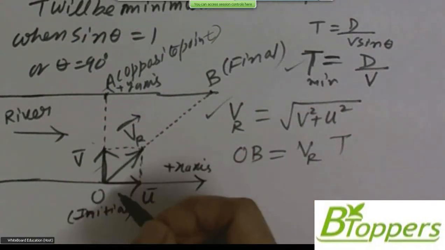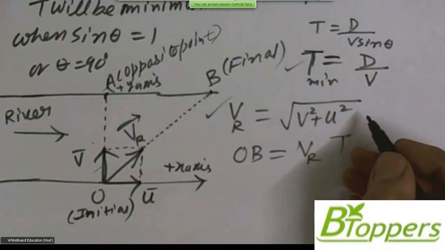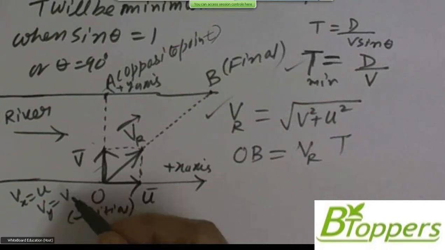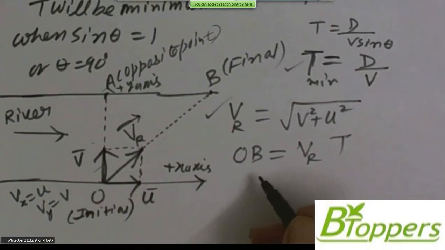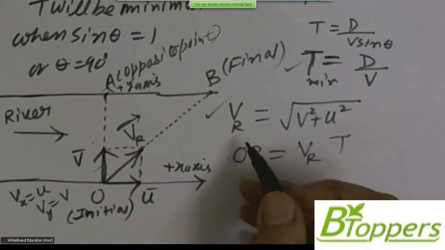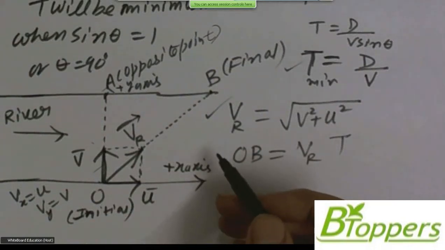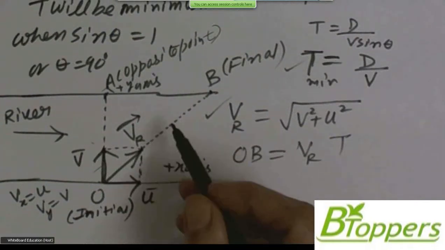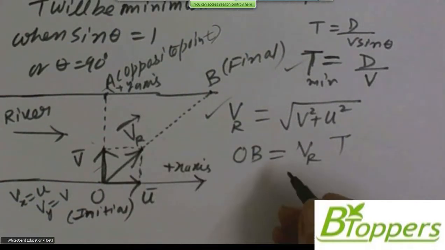In this case, the x component of the resultant velocity is equal to u, and the y component of the resultant velocity is equal to v. In the general case, as I discussed earlier, I have written Vx equal to u plus v cos theta, Vy equal to v sin theta. Here theta is 90 degrees, so sin theta will be 1 and cos theta will be 0. So the x component of the resultant velocity is equal to u and the y component of the resultant velocity is equal to v.